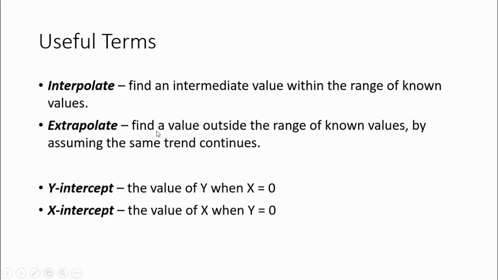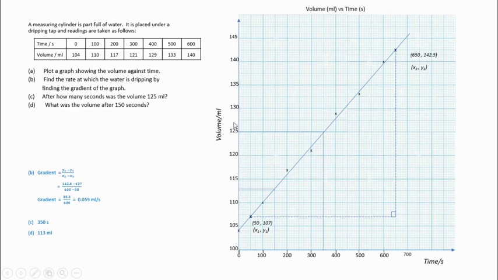Extrapolate means that we're finding a value outside of the range of known values by assuming the same trend continues. That's what we did, and we had to find the coordinates for this point because our range of values stopped at 140, but we had extended the line assuming that the same trend would continue, so we could now find a value outside of the range that we knew. Beyond 600 seconds, we could find a value of volume for 650 seconds by extrapolating.